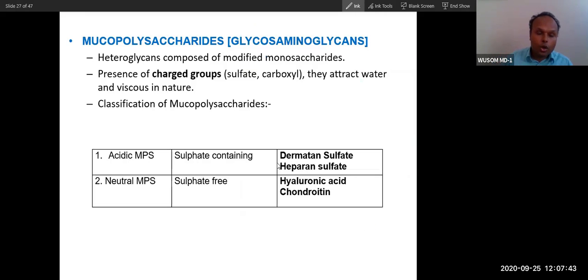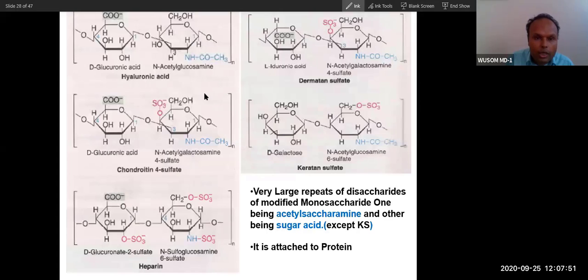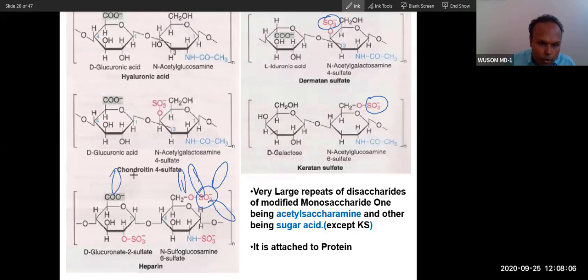Now let me see. You can classify these into two groups. In certain heteropolysaccharides, you will see an additional group. You can see a sulfate group here. This is negatively charged and will attract water. That is why these groups are present. All this negative charge will attract water, and this acid will also attract water. That is why these negatively charged groups are there. So you will see many sulfates in heteropolysaccharides, at different positions.